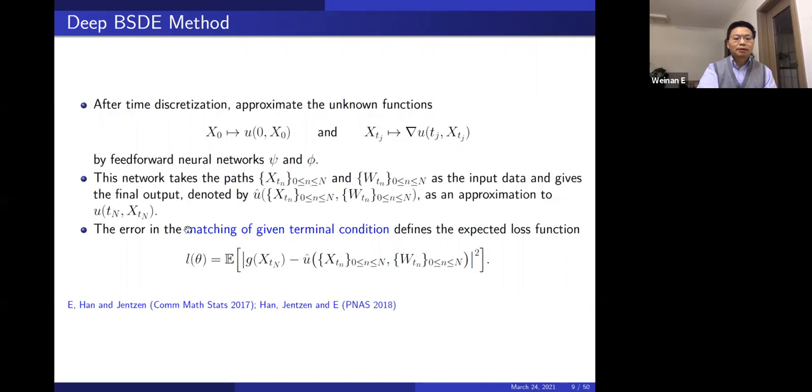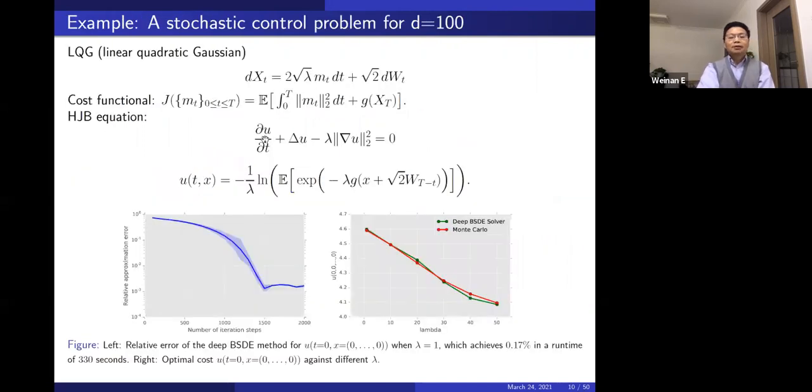It was the first deep learning based algorithm for solving high dimensional PDEs. And then let's consider some examples. For example, let's think about this simple control problem. It's called linear quadratic Gaussian control, where lambda is a parameter. This is the Wiener process. Wt is the Wiener process, and m is the control at time t. And we choose the control in order to minimize this cost function. Again, the terminal cost, the running cost.